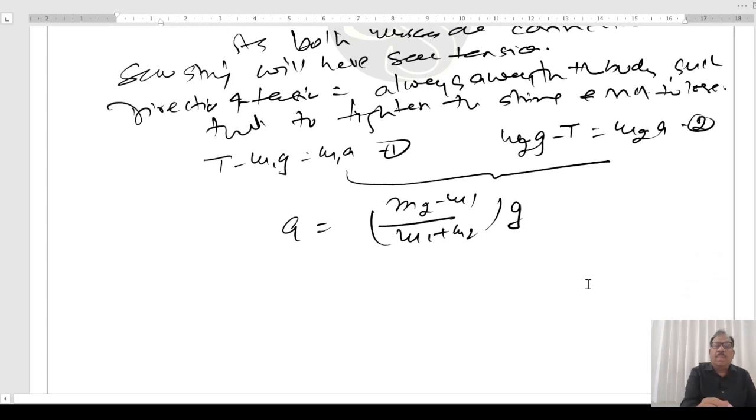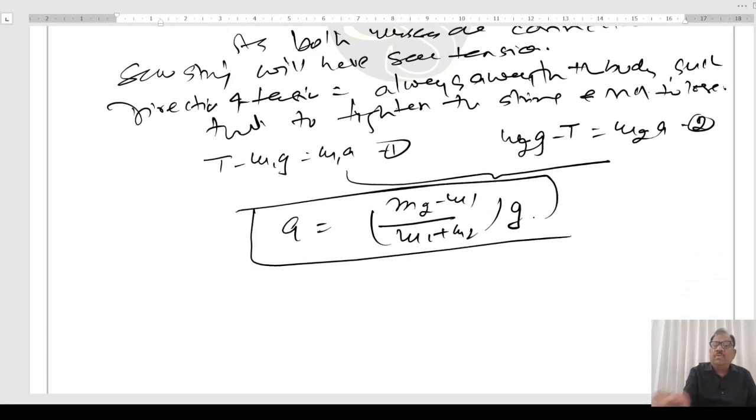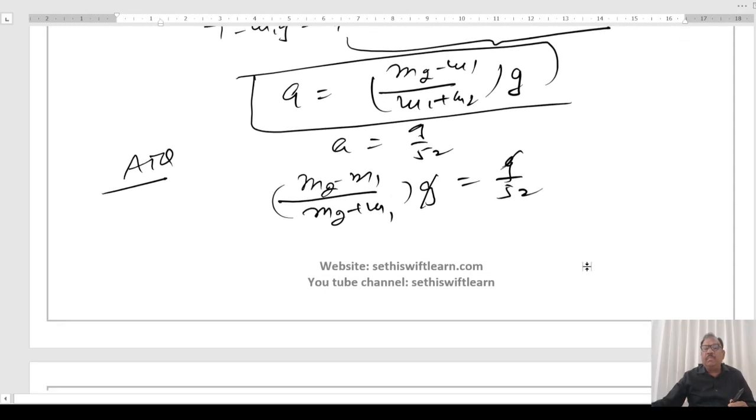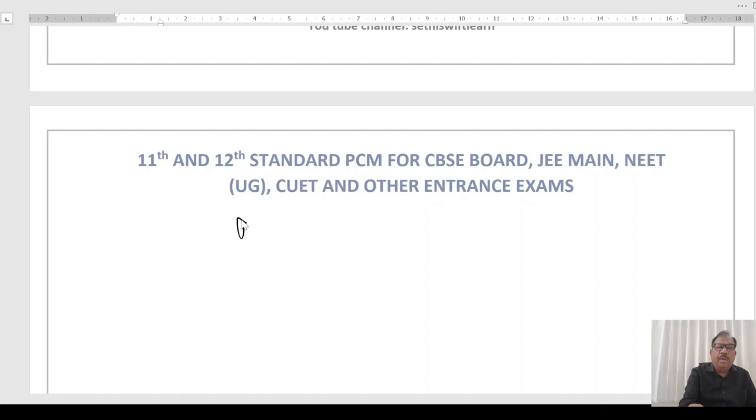Now, this is the direct formula. We can use the direct formula; you should know it. Next, according to the question, a is given as g by root 2. Therefore, substituting: (m2 minus m1) upon (m2 plus m1) into g equals g by root 2. This goes by componendo and dividendo.